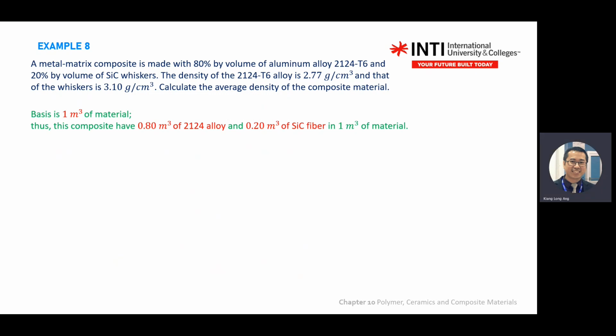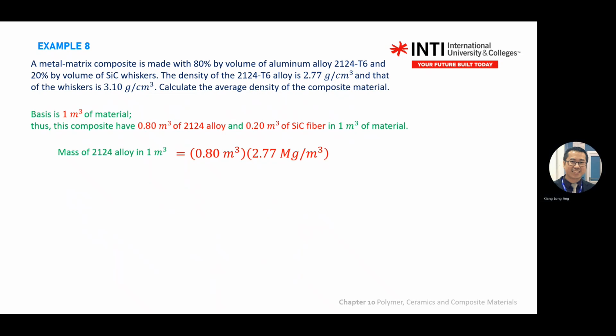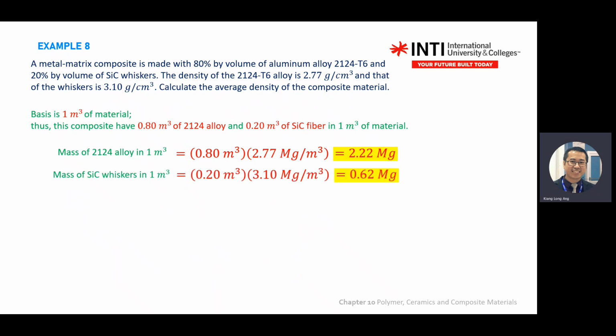So this is 20%, 80%. So it's just from 1 meter cube, how many you have. Why you need meter cube? Because it gives you density. Okay, so mass of something, you take density multiplied by the volume, you get the mass. You do the same for the whisker, you do the same. Then you have the total mass already.